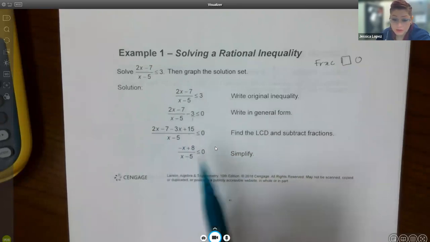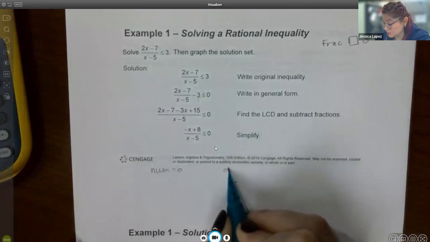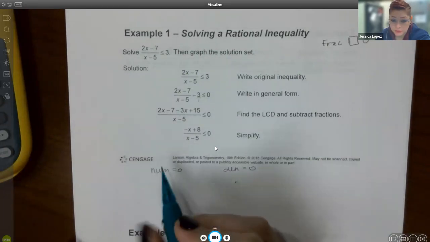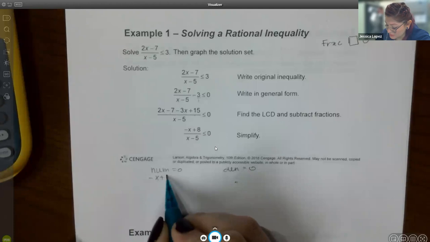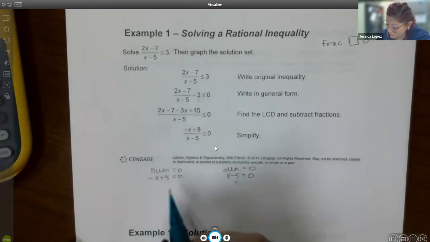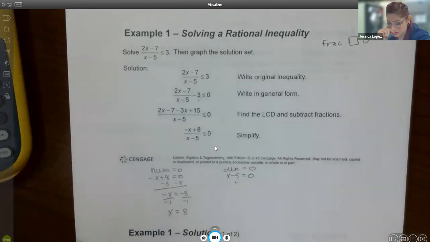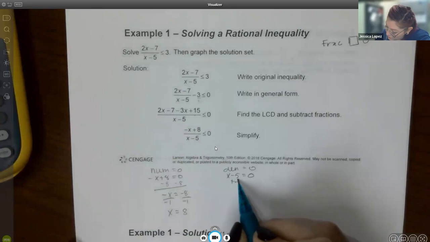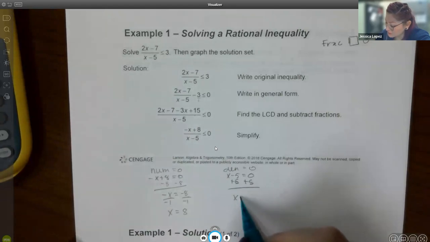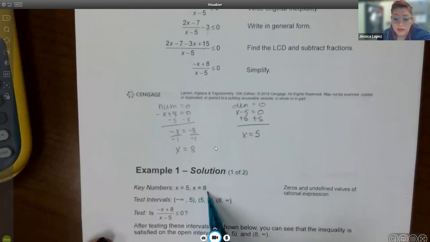And then from here, to get the key numbers, you're going to take the numerator equal to zero and the denominator equal to zero. So in this case, that means negative x plus 8 equal to zero and x minus 5 equal to zero. If I subtract 8 on both sides, I get negative x equal to negative 8. And if I divide by the negative 1 coefficient, I get x equals positive 8. Over here, if I add 5 to both sides, I get x equals 5. So your two key numbers are going to be 5 and 8.